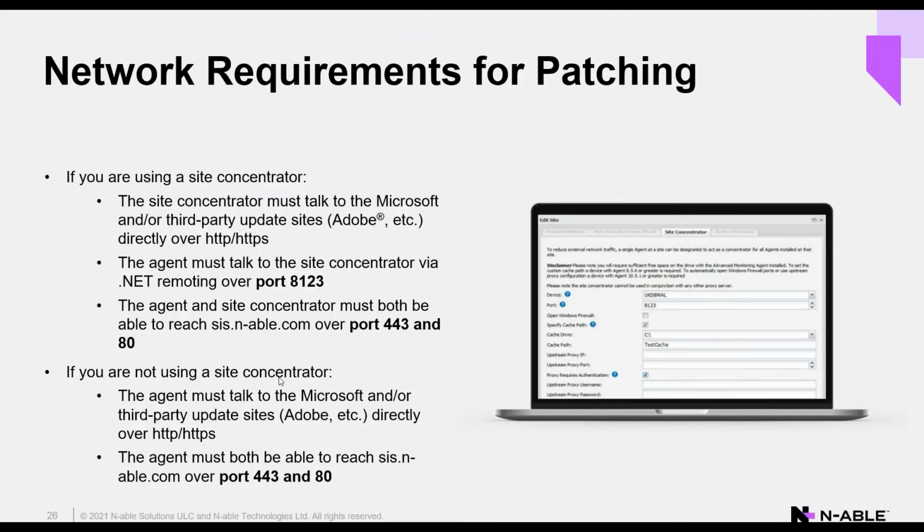And before our first break, or our only break, we get to network requirements. If you are using the site concentrator, please make sure that it can talk to everybody. The agent typically talks over port 8123, and they both must be able to reach enable or sysenable.com over port 443 and 80.